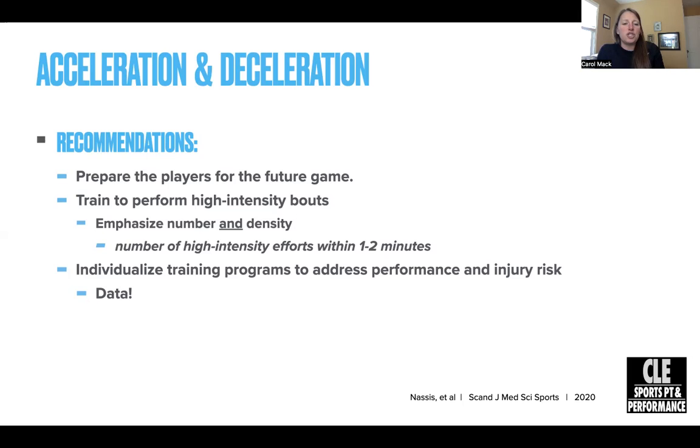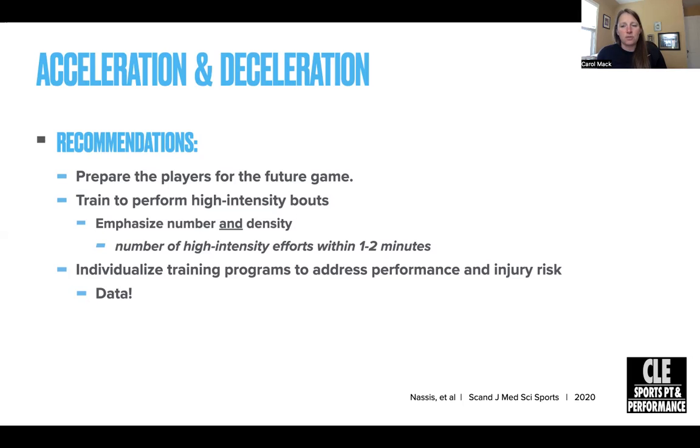But what you want to do is emphasize the number and the density of the sprints. So how many of these sprints are you going to do within 1 to 2 minutes? What is your sport? And how many of these sprints are required during it? We have data on that in a lot of sports too. I know in soccer, in a 90-minute match, they need to perform a certain amount of high intensity actions, and we need to be working towards that.